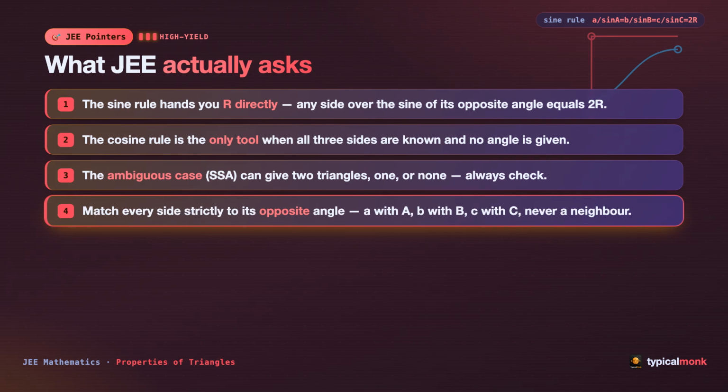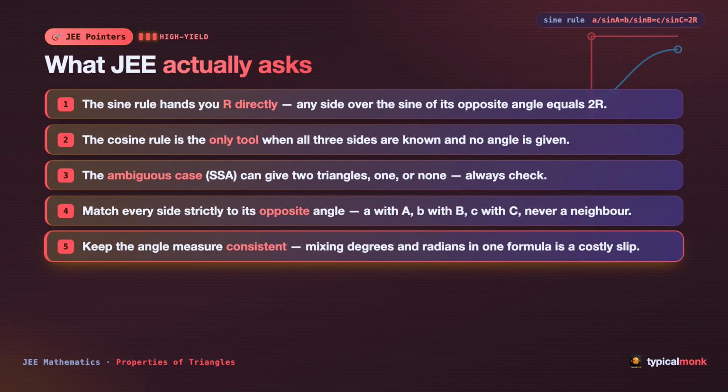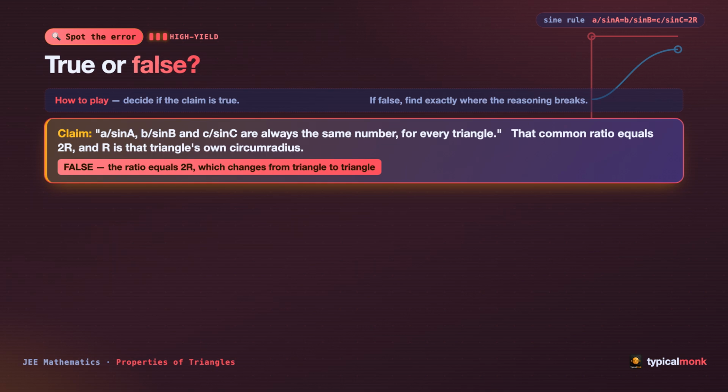4. Match every side strictly to its own opposite angle. Side A with angle A, side B with angle B, side C with angle C, never to a neighbor. 5. Keep the angle measure consistent throughout one calculation. Mixing degrees and radians inside a single formula is a small slip that costs real marks. Let us drill the JEE way. I read a claim, you decide true or false, and if it is false, find exactly where the reasoning breaks.